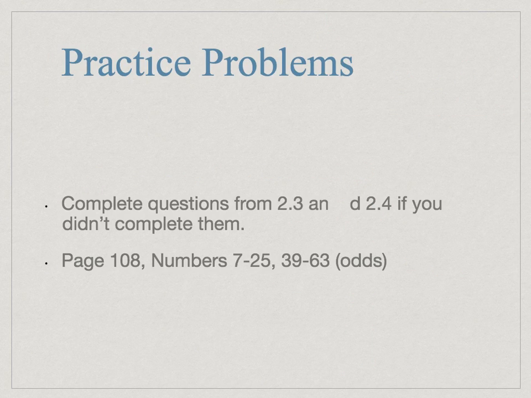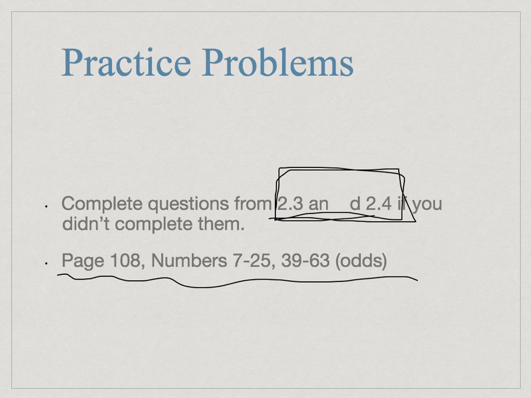If you did not complete sections 2.3 and 2.4, I highly recommend that you do those, because those will be on the test. The assignment for today is section 2.5, page 108, numbers 7 to 25, and 39 to 63 odd. If you have any questions, please let me know. Thank you guys for listening.